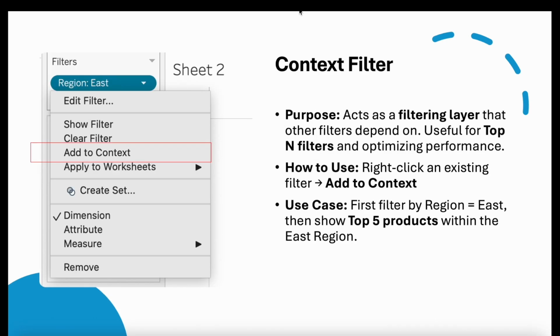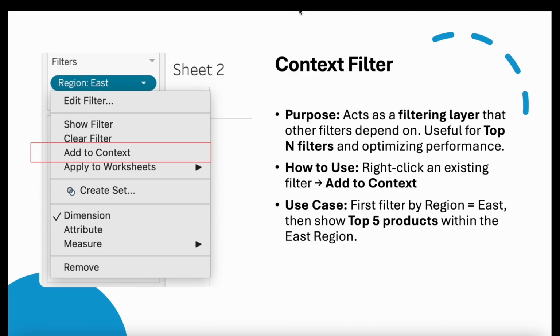Next is the context filter. So what's the purpose of the context filter? It's actually a filtering layer that other filters depend on, because there are instances where you will have a lot of filters, and then we don't know which one the report needs to prioritize first. So we have here a context filter.